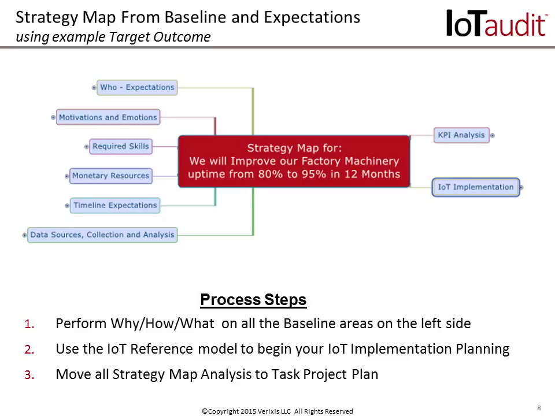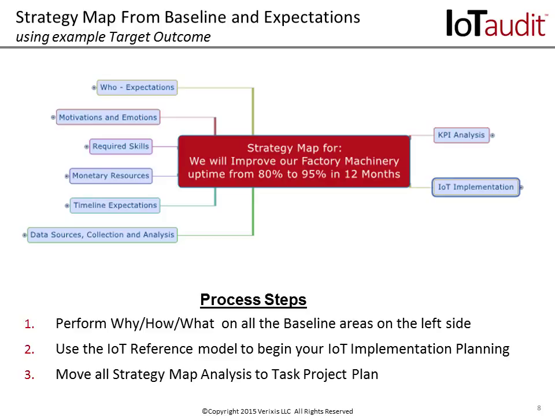Now on the left-hand side, we're looking at the who, in other words, all the people that we need to get expectations from and understand, motivations and emotions of various organizations and the stakeholders involved, what the required skill sets are going to be for our IoT deployment, the monetary resources required, timeline expectations, and then lastly, all of the data sources, how they're collected, and the analysis. And then over on the right, we have the KPI analysis. I'm going to show you how we break that down using the why, how, what process in the next slide.